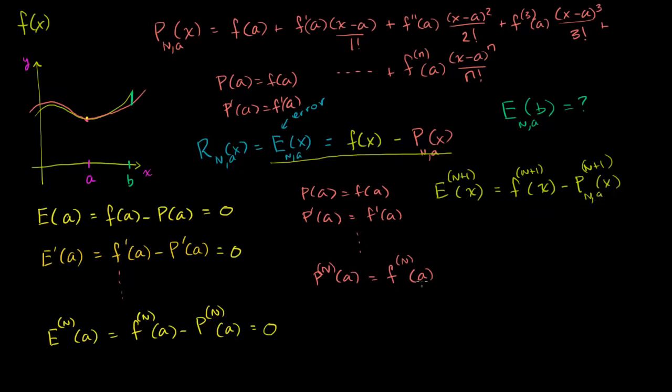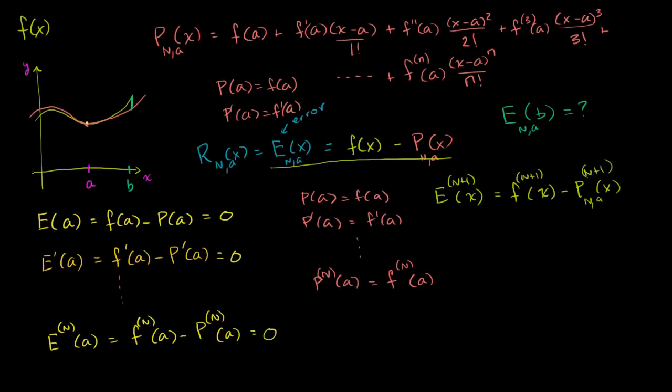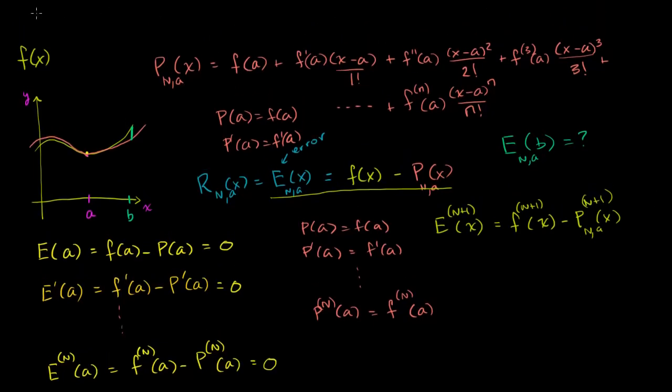Now, what is the n plus 1th derivative of an nth degree polynomial? If you want some hints, take the second derivative of y is equal to x. It's a first degree polynomial. Take the second derivative, you're going to get 0. Take the third derivative of y is equal to x squared. The first derivative is 2x, the second derivative is 2, the third derivative is 0.